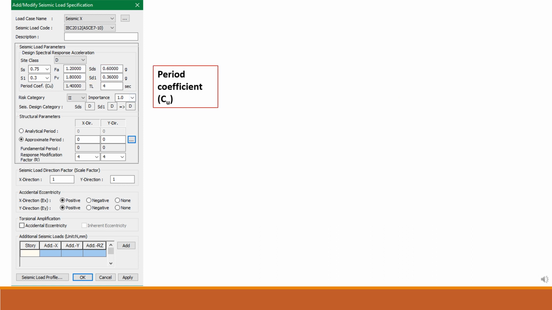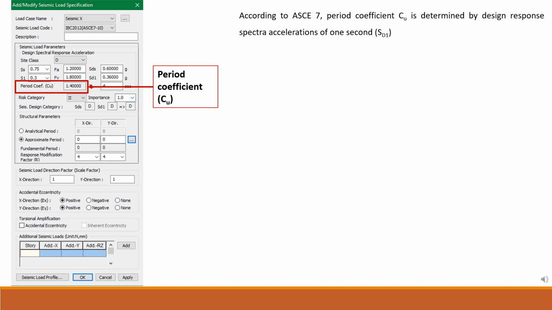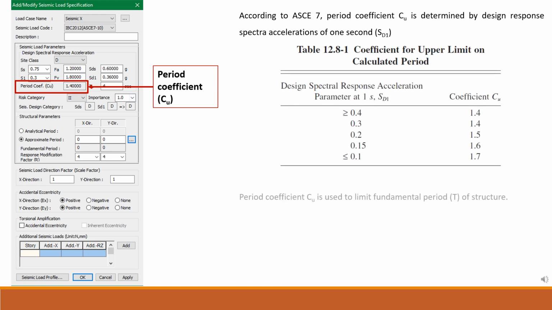This is period coefficient. According to ASCE 7, period coefficient Cu is determined by design response spectra accelerations of 1 second, SD1. Period coefficient Cu is used to limit fundamental period, T, of structure.